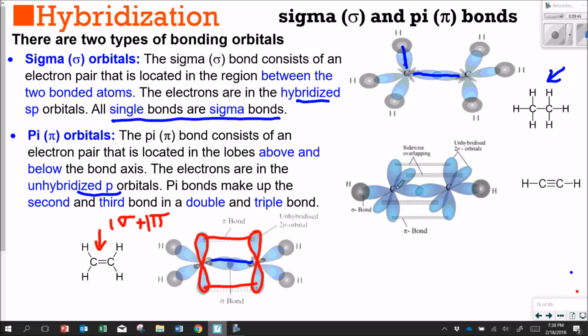Looking at the ethine picture, we have our sigma bond here between the 2 carbon atoms. Then if we look at one of the unhybridized p orbitals on each of the carbon atoms here, here is our first pi bond. There is the second unhybridized p orbital. And here is our second pi bond. So in ethine, our triple bond consists of 1 sigma bond and 2 pi bonds.